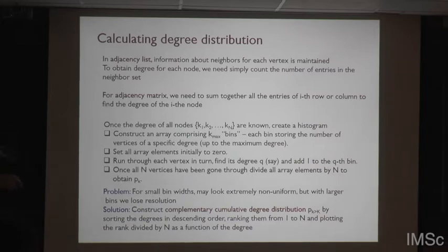And what you do is you go through each node and ask what degree it has. If it has, let's say, degree q, then you go to the qth bin and you increment its entry by 1. Initially you start with 0 in all the bins, and you go through each of the nodes in turn. Once all the n vertices have been gone through, you get a histogram which corresponds to the probability distribution of k, provided you divide all the entries by the total number of elements.